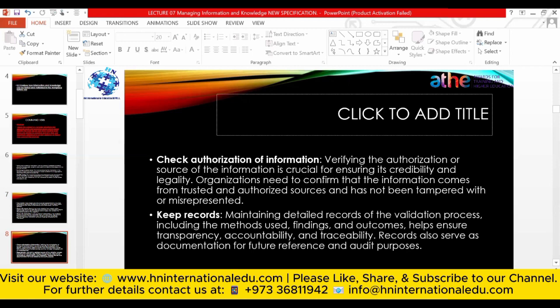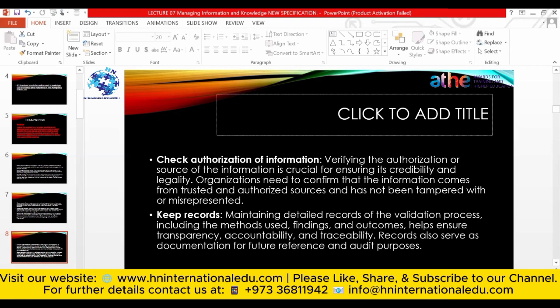Organizations need to confirm that the information comes from trusted and authorized sources and has not been tampered with or misrepresented. That is, everything is going on perfectly. Whatever information you have gathered for the project or the presentation or documentation, it should be perfect, from perfect data, from a perfectly reliable source.